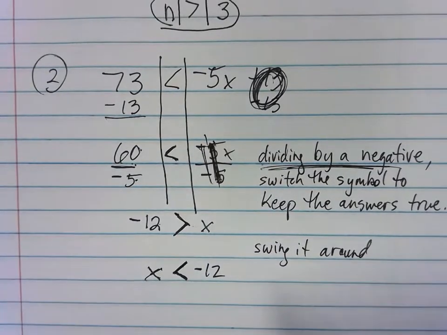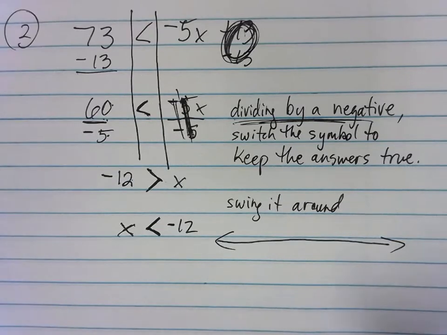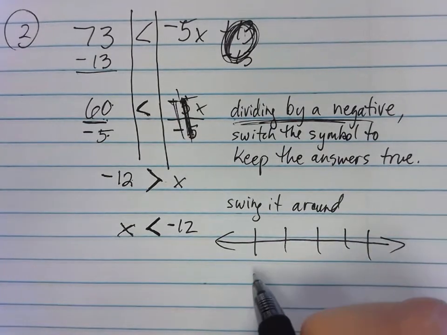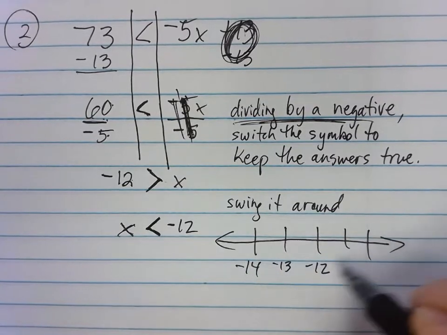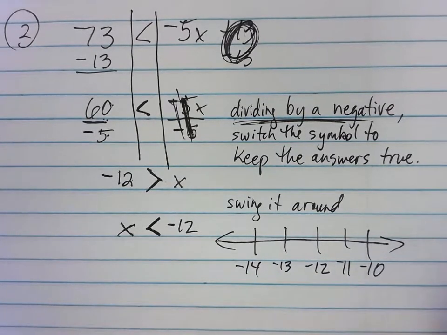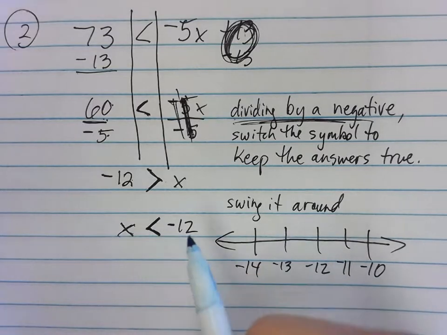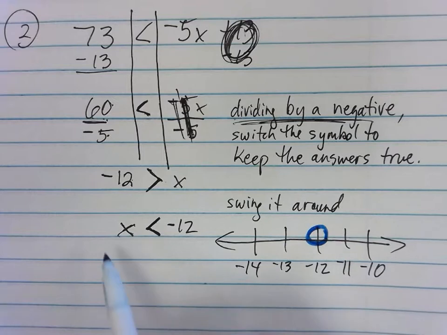So if we do a less than, let's make our number line. Gotta have that. I'm going to put 5 numbers on here: -12, that's -13, -14, -11, -10. So we've got our 5 numbers on there. Since it's a plain less than, it's going to get an open circle, and less than goes to the left.